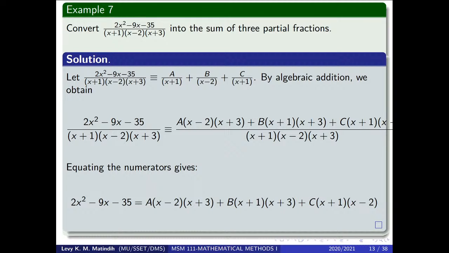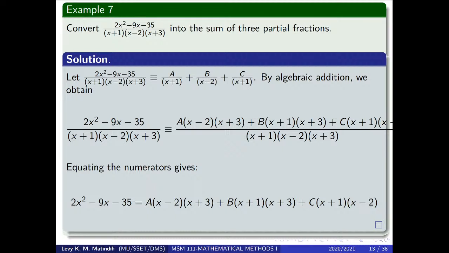So let's look at example number 7, which says convert (2x squared minus 9x minus 35) divided by (x plus 1)(x minus 2)(x plus 3) into the sum of three partial fractions. If you look at the denominator, it is already a product of three linear factors. So here you don't need to factorize first or do anything else, we can just go direct.